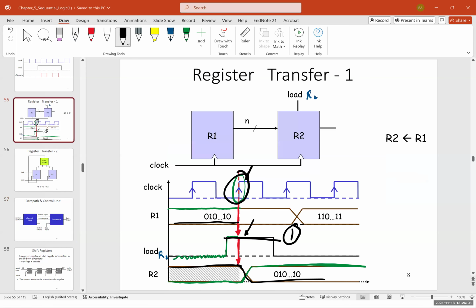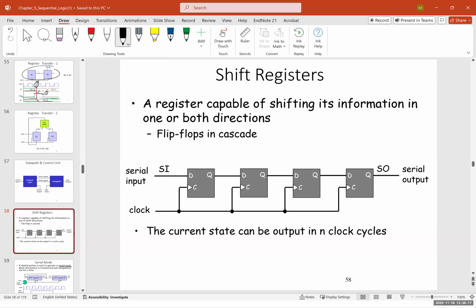Now, using this register, which was in series, we can create a type of register called a shift register. So what is a shift register? As its name indicates, a shift register shifts a binary code to the left or to the right. It is a register capable of shifting its information in one or both directions. It's made out of a few flip-flops in series, or cascaded. The current state can be output in clock cycles.